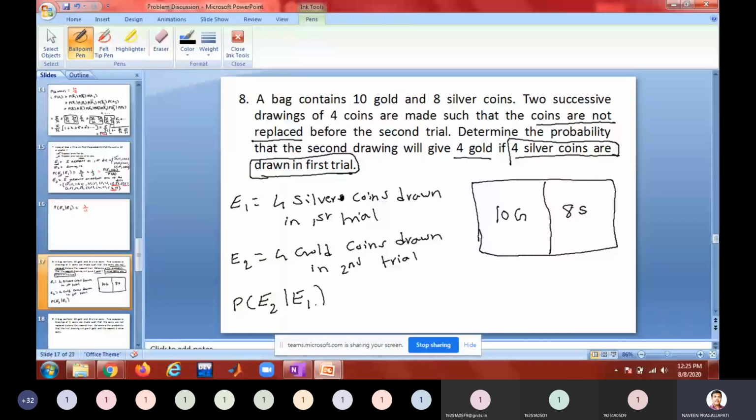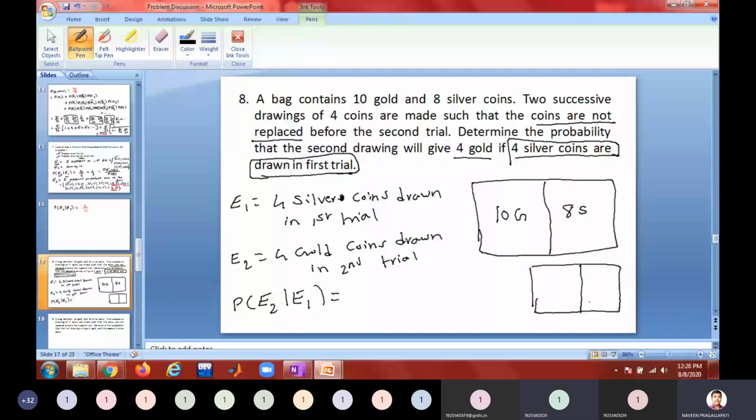Now tell me how to do this problem. When it is conditional probability and the events are dependent events, the sample space gets reduced. What is the new sample space? You have to create the new sample space with the information that you know already. Originally 10 gold, 8 silver coins. This is after the first trial.